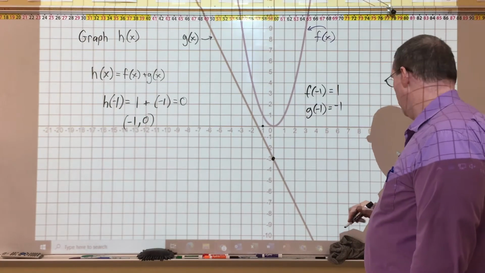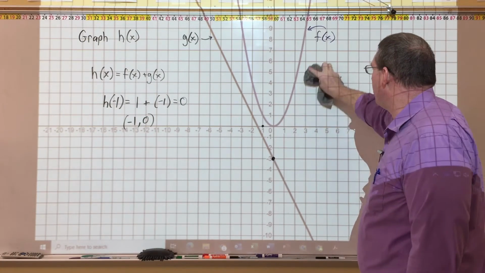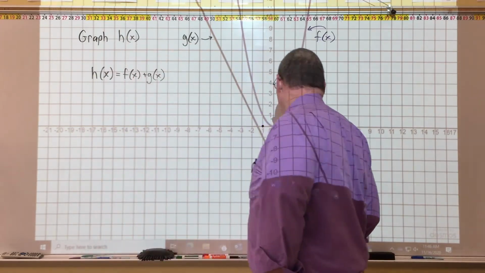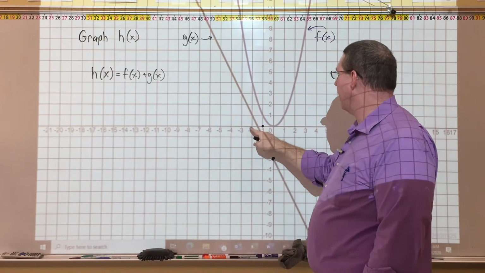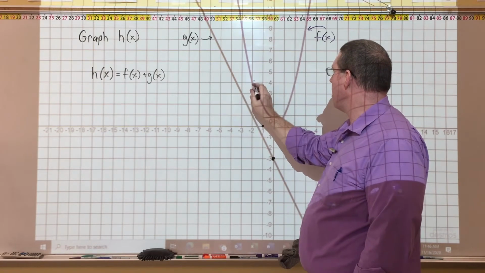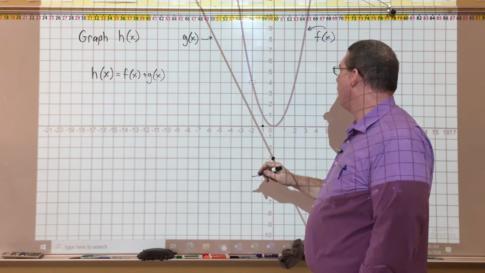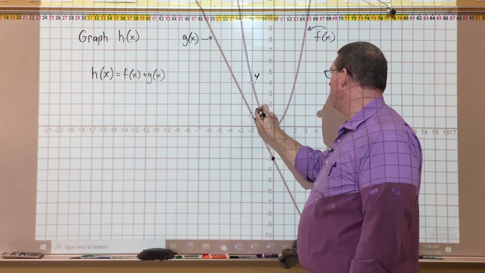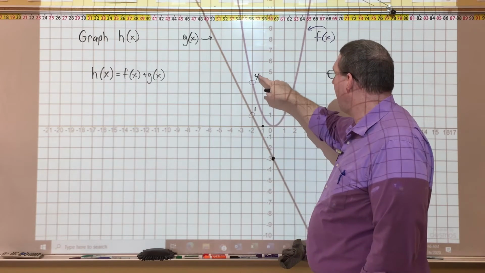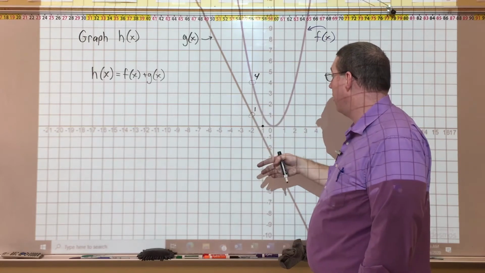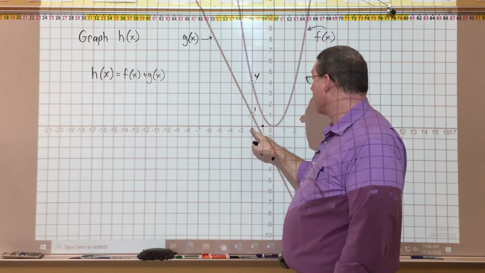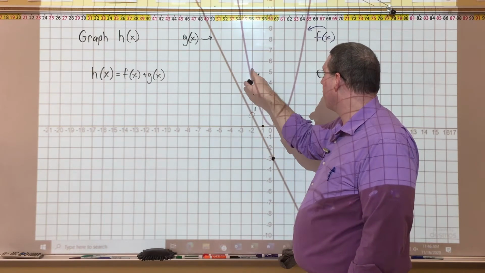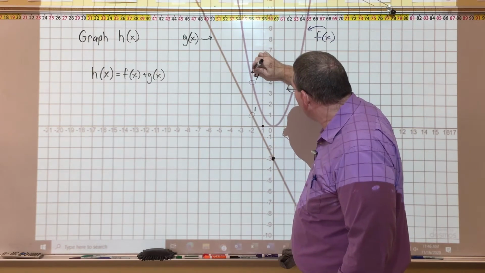All right, now let's try negative 2. Let's go backwards a little bit. Here's another way you can do it. You can go to negative 2, and you can just go up, and you can see that f of x goes through 4, right? And that g of x goes through 1. And you can just add them together. 4 plus 1 is 5. So we know that h of x is going to go through negative 2 and 5. 1, 2, 3, 4, 5. So we're going to put a dot right there.